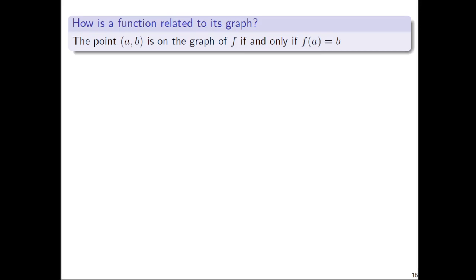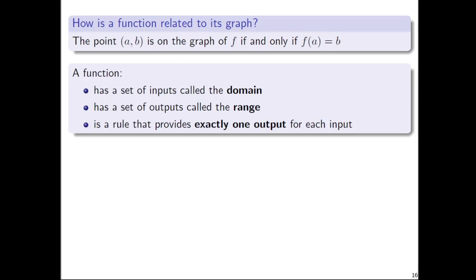Okay, so all of these are examples of trying to get at the fact that a function is always related to its graph. And how does that happen? Well, the point (a, b) is on the graph of the function f if and only if f of a is equal to b.